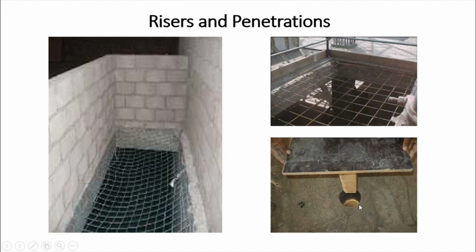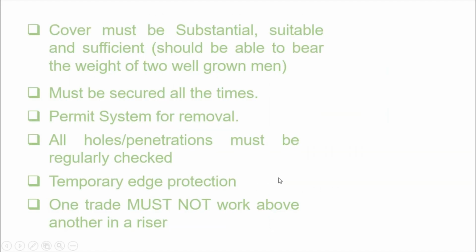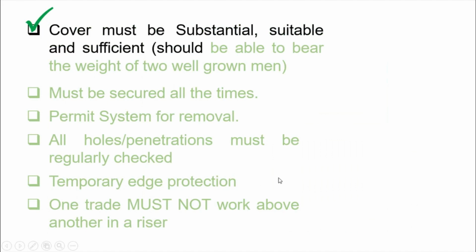For a small opening for pipes, we need to install protections as well, because falling objects may fall onto it, and the persons below that small opening will be hit by the falling objects. Covers must be substantial, suitable, and sufficient, and should be able to bear the weight of 2 well-grown men.